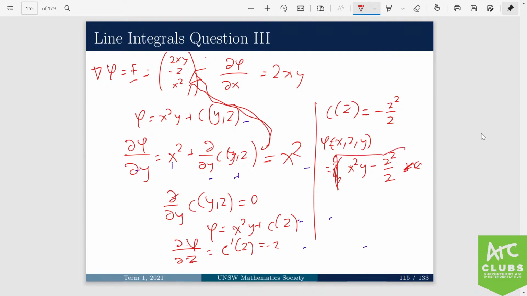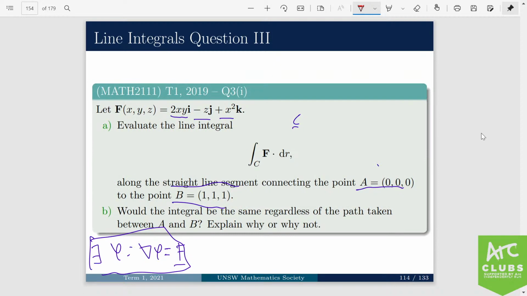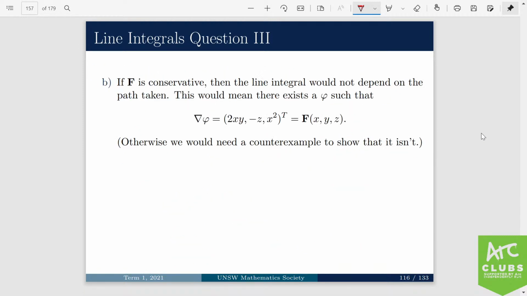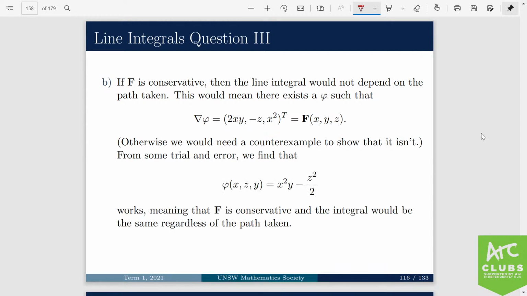So essentially we found a potential function, which means f is conservative, since if we take the gradient of this, that will equal f. So f is conservative, and that means that yes, this integral would be the same regardless of the path taken. And notice we can use this to check part A. Remember A is 0, 0, 0, and B is 1, 1, 1. So we plug 1, 1, 1 into phi, that will equal 1 minus half, which equals half. When we plug in 0, 0, 0, that would equal 0. So phi of B minus phi of A equals half. And that's another way to do part A.